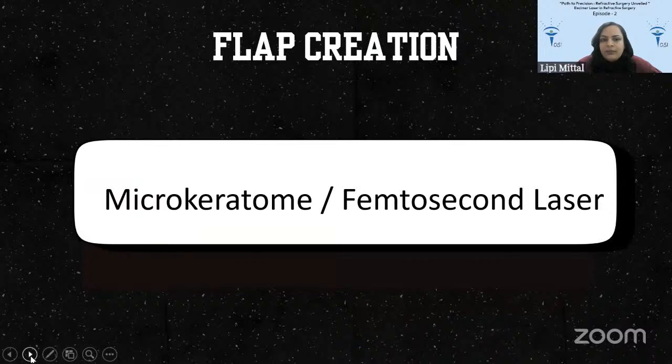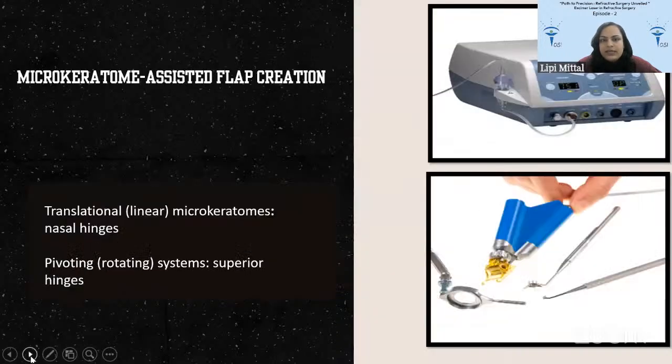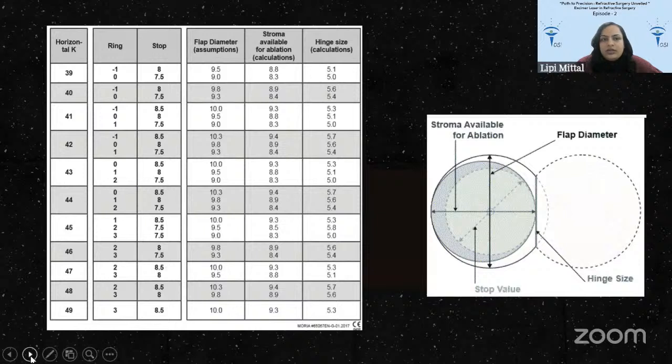Now, flap creation can be done with the help of a microkeratome or a femtosecond laser. The microkeratome which I use is Moria SBK, and it is a translational microkeratome which gives nasal hinges. There are rotating systems as well with superior hinges. Now, these are the various ring sizes. The ring size can be calculated by looking at the horizontal K values. So what I do is, if the keratometry is slightly flatter, that is less than 41, I would go ahead with the 0 ring with 8 size, and if it is steeper, I would go ahead with the 2 ring with 7.5 size.